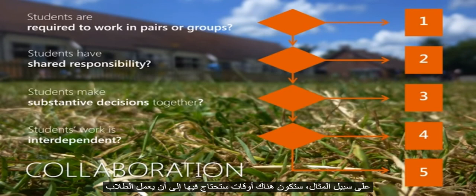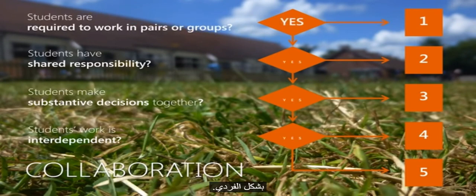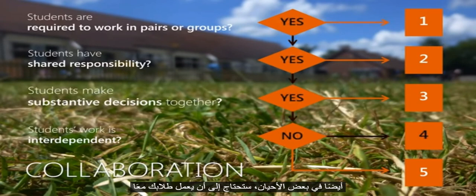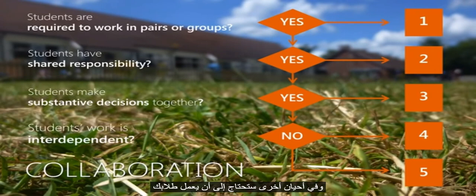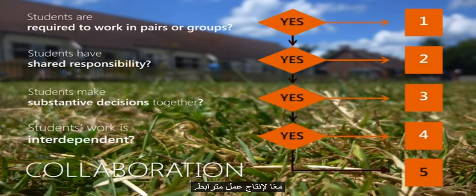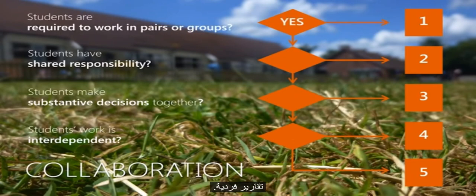For example, there will be times when you will need students to engage in individual work. At times, you will want your students to work together to make substantive decisions. There are other times when you will want your students to work together to produce an interdependent product. But sometimes you will just want them to produce individual accounts or reports. It all depends on planned learning outcomes and the needs of your students.